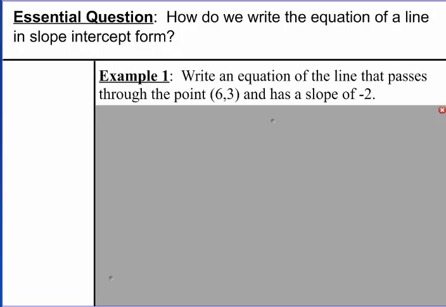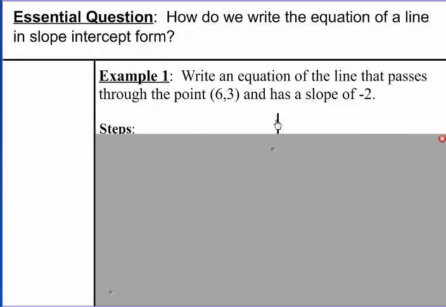Okay, the essential question for today's lesson is the same as in the previous lesson. How do we write the equation of a line in slope-intercept form? So we're sticking with the same concept. We're just taking it up a couple of levels and adding a couple of extra things to it. So let's take a look at example 1. Write an equation of the line that passes through the point (6, 3) and has a slope of -2.